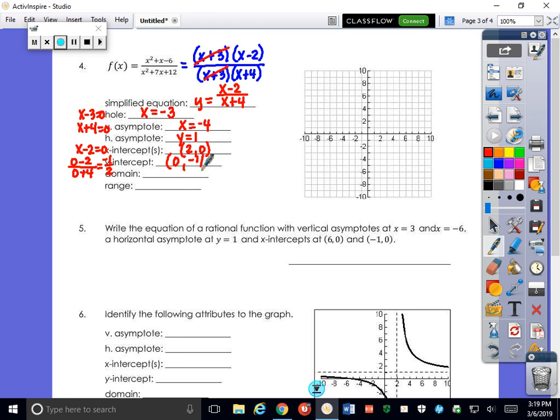-1/2, sorry. -1/2. Okay, your domain is going to be all the reals, but x cannot equal -4, which is where my asymptote is. And my range is all the reals, but y cannot equal 1, which is where the asymptote is. So, -4 is the vertical asymptote. +1 is the horizontal asymptote. We've got an x-intercept at 2 and a y-intercept at -1/2. So my branches are going to be in the bottom right and the top left.